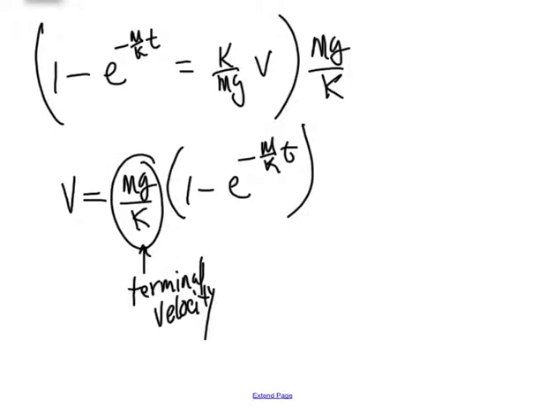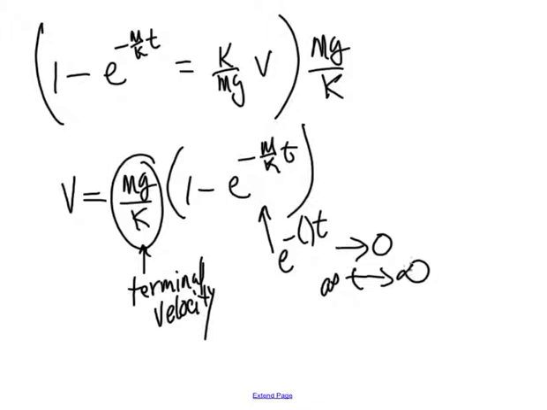And as t gets big, e to the minus something times t will go to 0 as t gets big. So then I'll have 1 minus 0. So in the limit, this will in fact approach my terminal velocity, which is exactly what I expect it to be. Okay, so the end point reaches a terminal velocity.